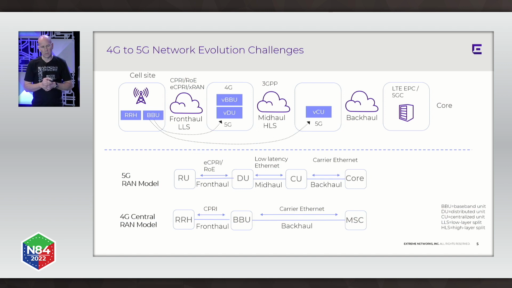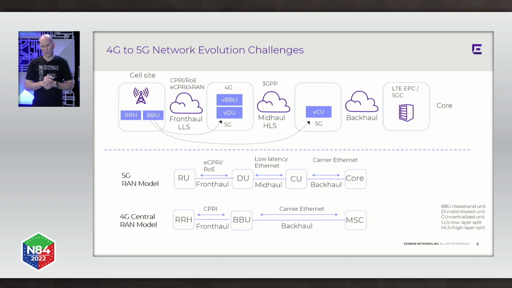So this is a pretty busy slide, but if you look at the upper part of this slide, it clearly shows that you go from a radio head and your baseband unit into virtualizing those in 5G. So you have your virtualized DU and CU, where the CU is the control plane and user plane, and the DU is the virtualized, latency sensitive radio functions.